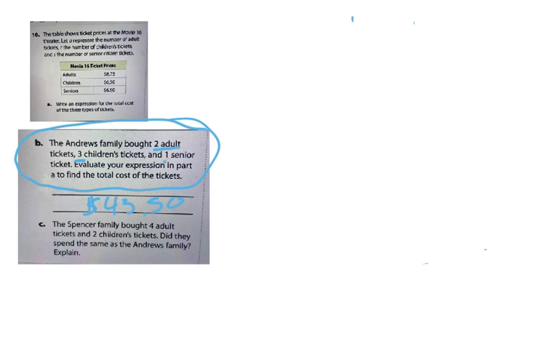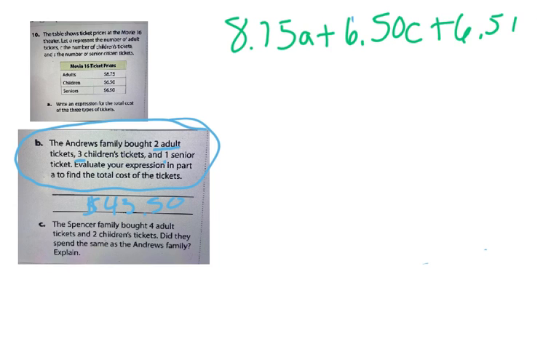Okay, so the Spencer family, they bought 4 adult tickets and 2 children's tickets. Did they spend the same as the Andrews family? Well, again, our expression was $8.75 plus $6.50 plus $6.50. Okay? So the Spencer family bought 4 adult tickets.